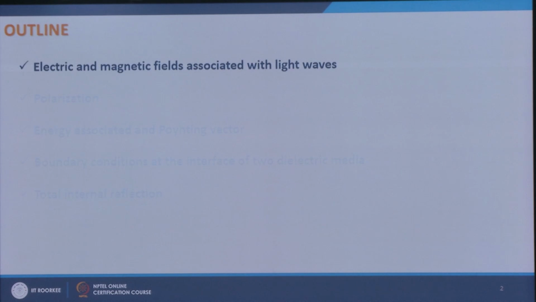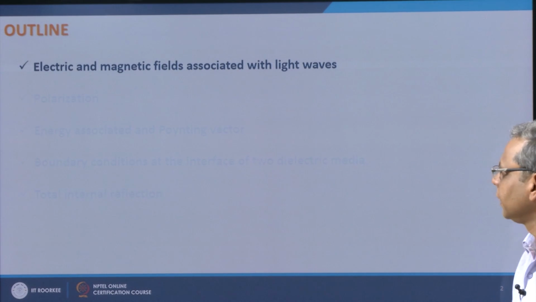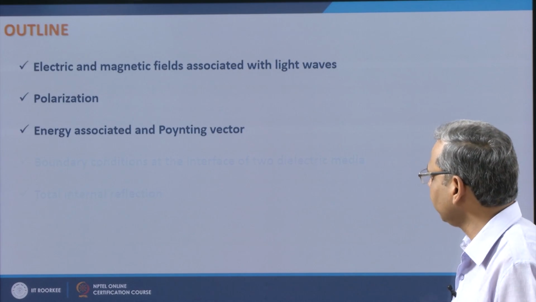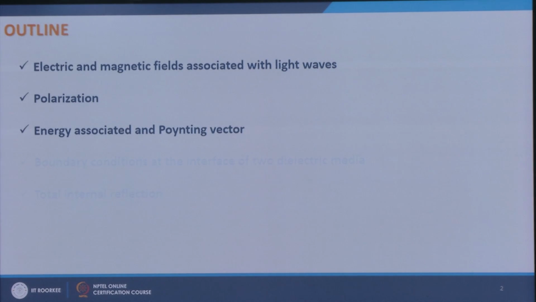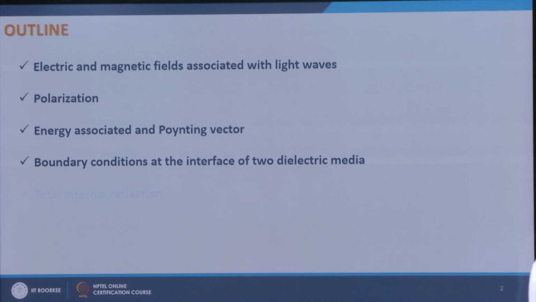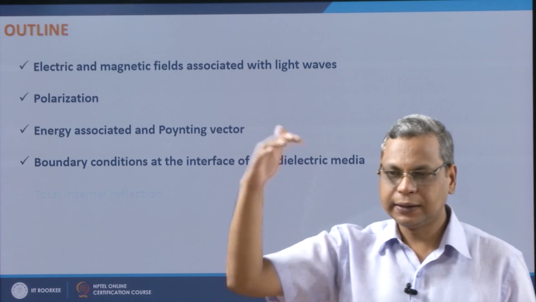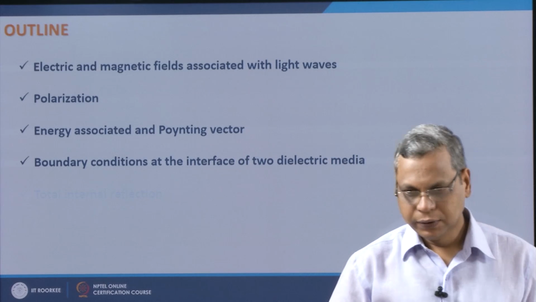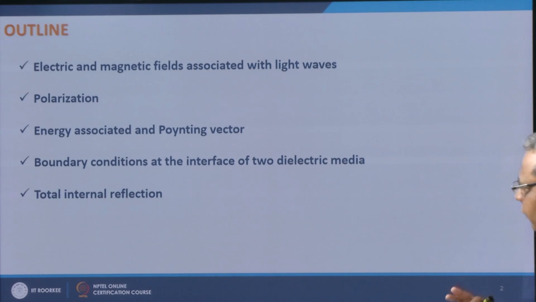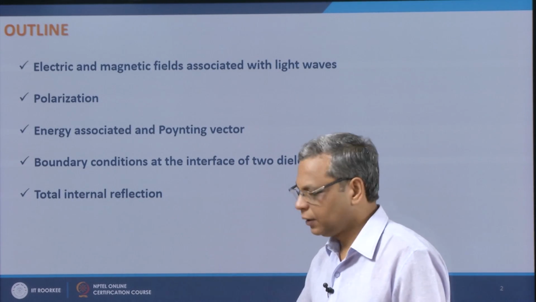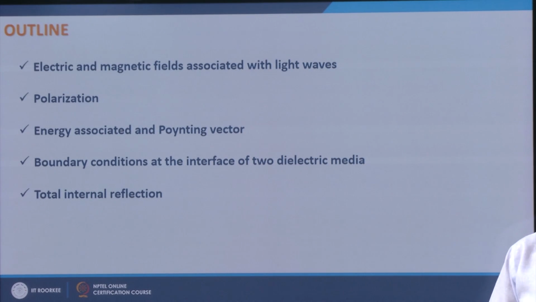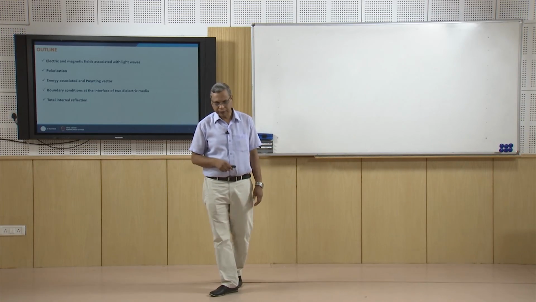The outline of the lecture is, we would again look into electric and magnetic fields associated with light waves. What is polarization? What is the energy associated with these waves? And we will define a vector called Poynting vector for this. Then if the EM wave encounters a boundary, if they go from one dielectric to another dielectric, then what are the conditions they should meet at the boundary of two dielectric media? And then we will look into some intricacies in total internal reflection, which will become very handy when we do wave analysis or EM wave analysis of optical waveguides.